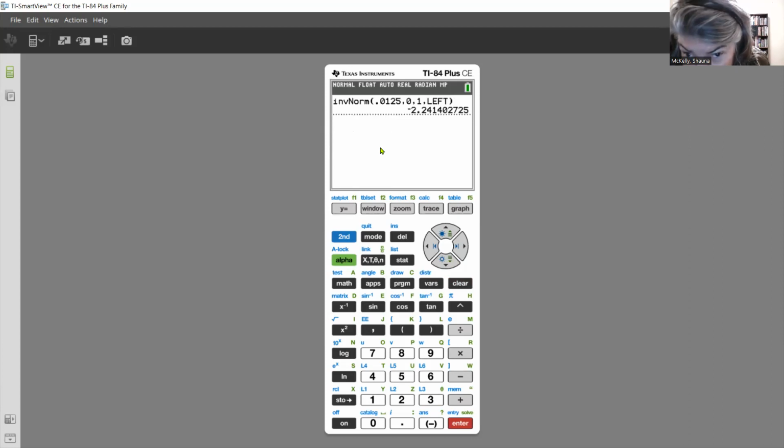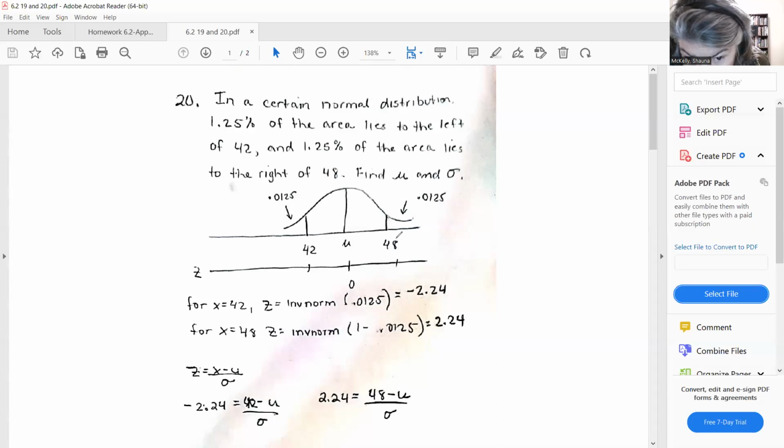Now, on the right side, if you recall, let me share the picture again. On the right side, we have 48 right here. And I need all of the area to the left of this. So I need all of this area here, okay? So what I'm going to do is take 1 minus 0.0125 for my inverse norm. So let me go here and do that for you.